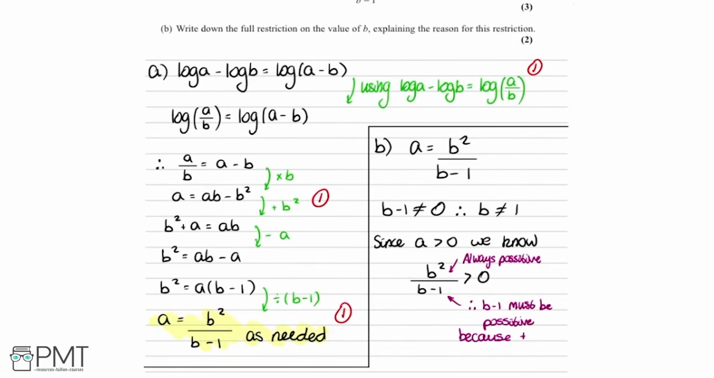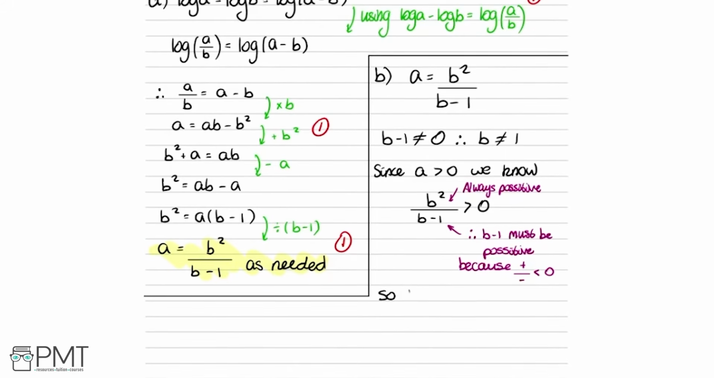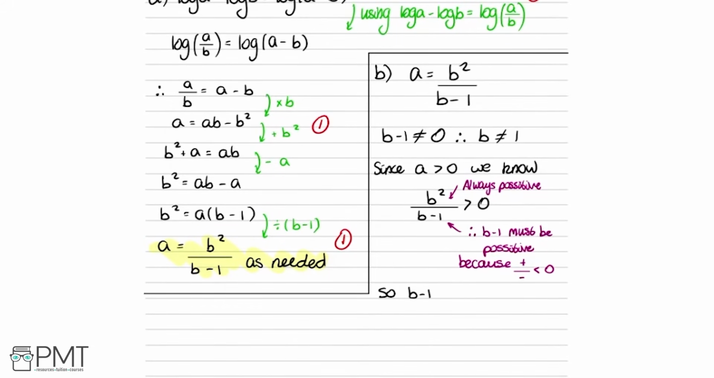Because we know the numerator is always positive, over a negative. So if B minus 1 was negative, or less than 0, well, that's going to be negative, because a positive divided by a negative is always negative. So we can write that B minus 1 must be positive, or bigger than 0. Therefore, B must be bigger than 1. And that's our final answer.